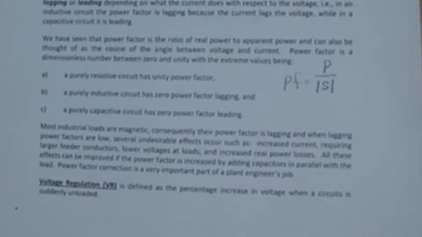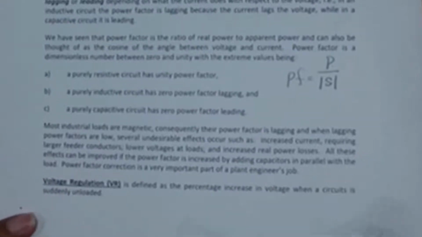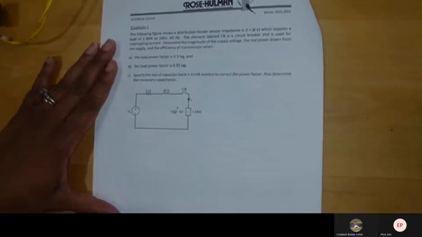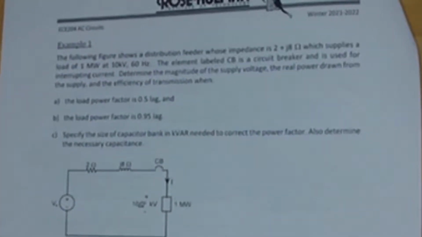And it's very important. Voltage regulation is the percentage increase in voltage when a circuit is suddenly unloaded. So let's look at an example of what this looks like. I'm telling you right now, you're probably going to need some extra paper because I did not leave enough room for this. I did not realize how long this problem was when I put it on here.